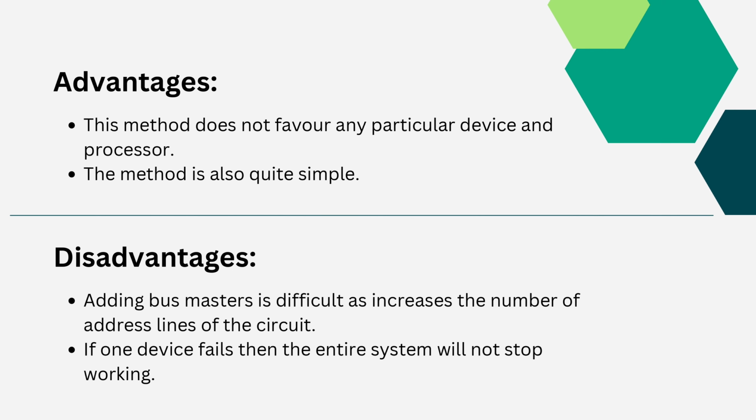The advantage of this process is that it does not favor any particular device or processor, which means it ensures all devices have a fair chance of accessing the bus. The next advantage is that it is quite a simple process, and if one device fails, the entire system will not stop working. The disadvantage of this process is that adding bus masters is quite difficult, as it increases the number of address lines of the circuit.